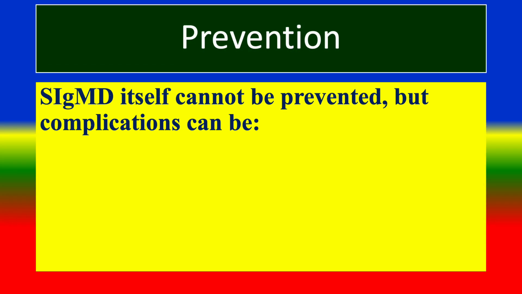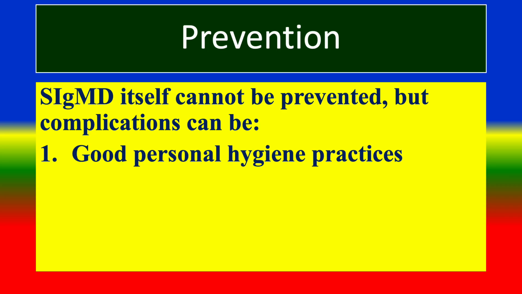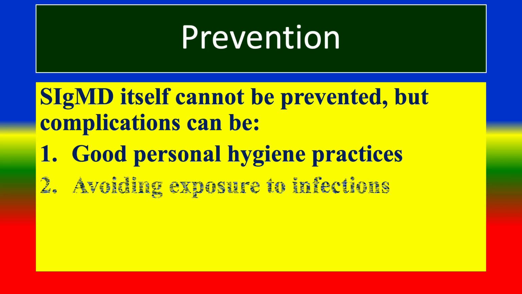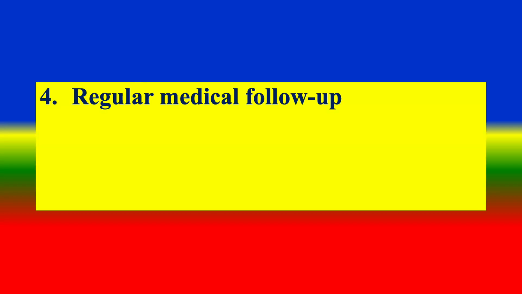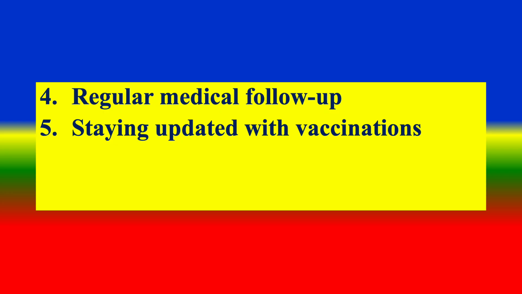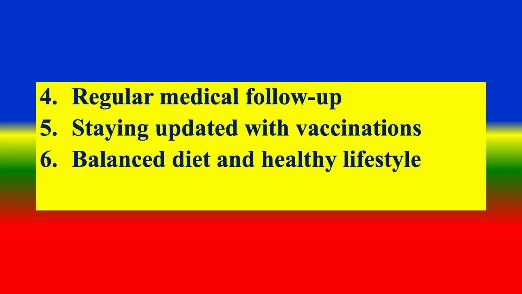Prevention. SIgMD itself cannot be prevented, but complications can be. 1. Good personal hygiene practices. 2. Avoiding exposure to infections. 3. Early and appropriate treatment of infections. 4. Regular medical follow-up. 5. Staying updated with vaccinations. 6. Balanced diet and healthy lifestyle.